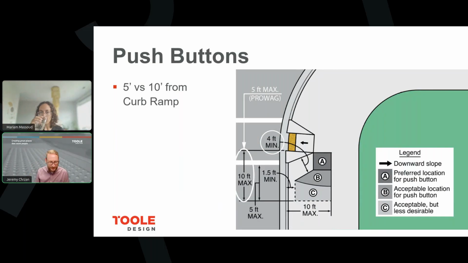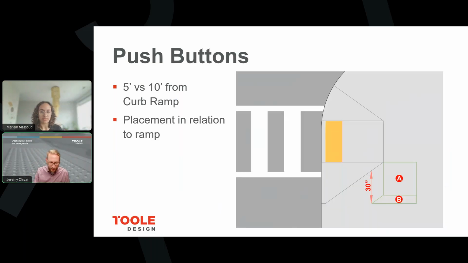The MUTCD says that you need 4 feet of space between the placement of the push button and the adjacent flare. That's not actually aligning with what we see in PROWAG. PROWAG simply says that you need to be able to reach the push button, and so really it would be more like 30 inches of separation.